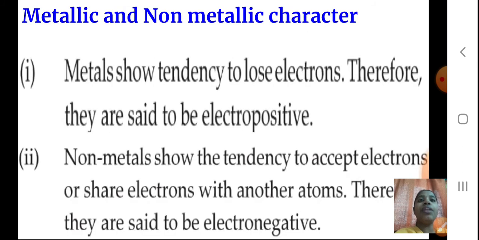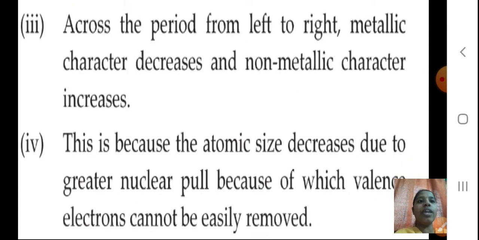Now, metallic and non-metallic character. Metals show the tendency to lose electrons. Therefore, they are said to be electropositive. Why? They lose electrons. Metals give electrons and become electropositive. Non-metals show the tendency to accept electrons or share electrons with other atoms. They are said to be electronegative. Remember, important part. Across a period from left to right, metallic character decreases while non-metallic character increases.